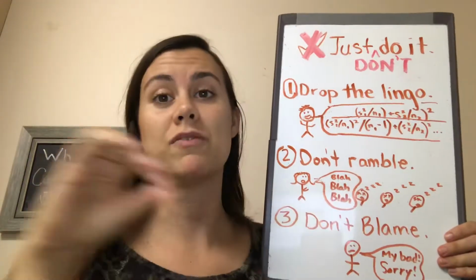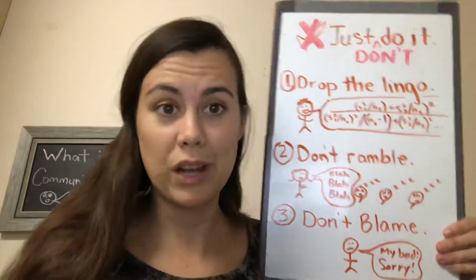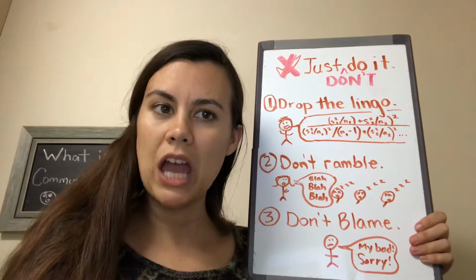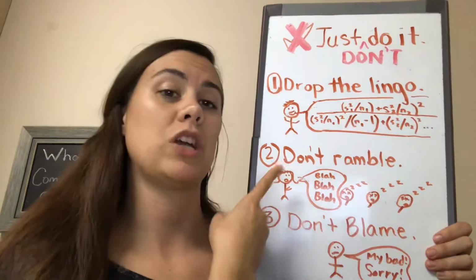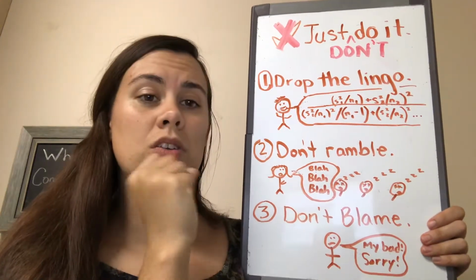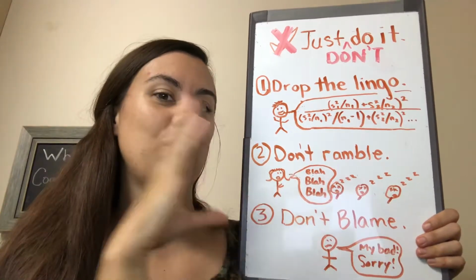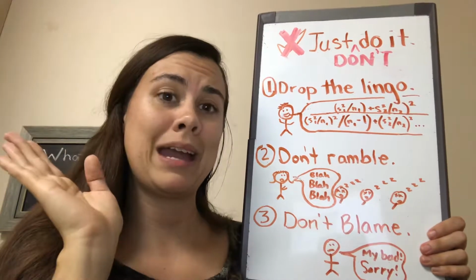And make sure that you provide the reassurance that, I'm sorry, this will never happen again. Let's take steps to fix this. Instead of just ignoring it and blaming it on someone else. So that's the 3 just don't do it things for communication. Drop the lingo. Don't ramble. And don't blame. My bad.